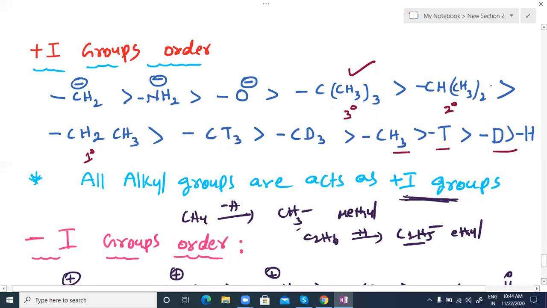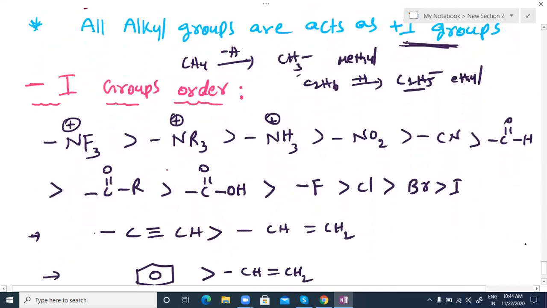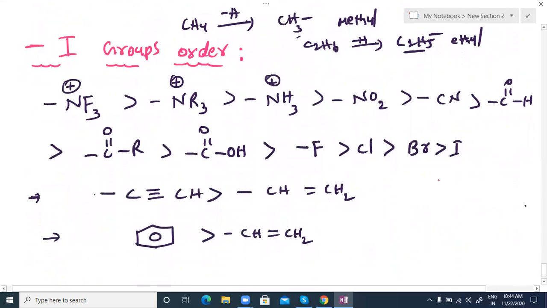Just see one more thing here. Minus I groups you can also find. These are the electron withdrawing groups, meaning those which have more electron deficiency, then only they can withdraw electrons, or more electronegative character. Two things are there. Electron deficiency means those can also act as electron withdrawing character. So NF3, NR3 plus. You can see all the list I covered here. This is cyanide, aldehyde, ketone, acid, all the halogens. All the halogens you can find here, which are more electronegative. So these are the plus I and minus I groups.